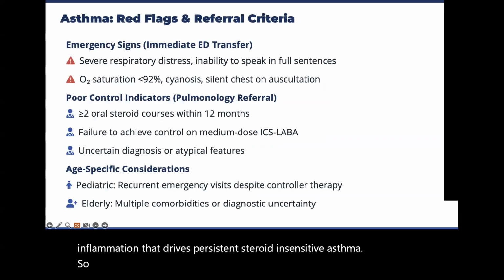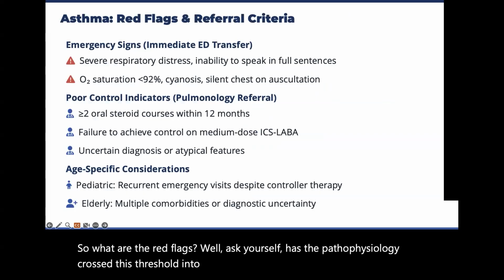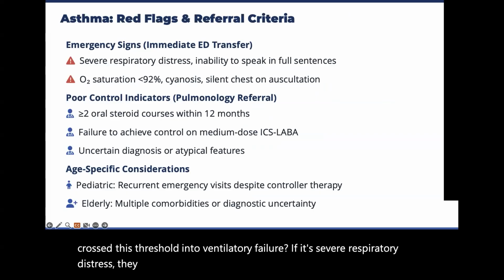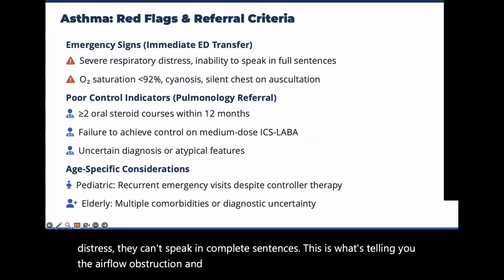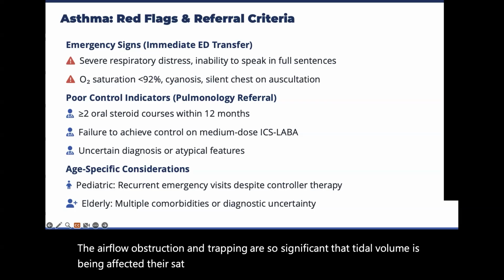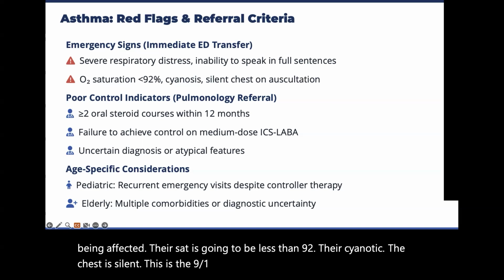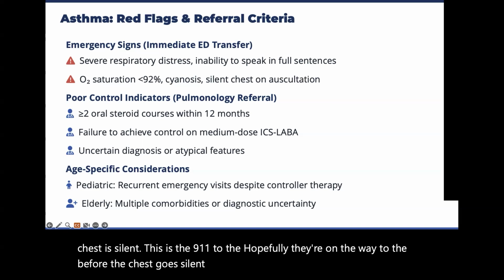So what are the red flags? Well, ask yourself, has the pathophysiology crossed this threshold into ventilatory failure? If it's severe respiratory distress, they can't speak in complete sentences. This is what's telling you the airflow obstruction and trapping are so significant that tidal volume is being affected. Their SAT is going to be less than 92. They're cyanotic. The chest is silent. This is the 911 to the ER. Hopefully they're on the way to the ER before the chest goes silent, but this is kind of an important finding here.